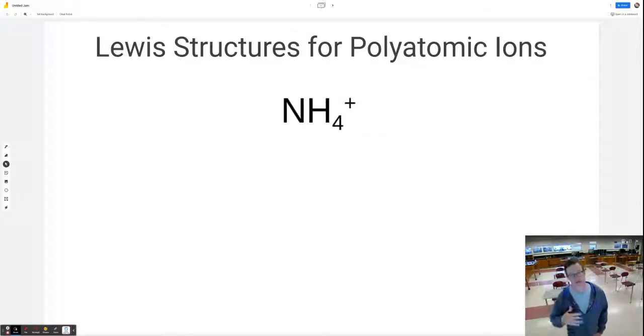Remember, polyatomic ions from the last unit are groups of atoms that together overall create a charged particle. So the group of atoms as a whole has a charge and acts like an ion, like a sodium ion or a chloride ion, but it's a group of atoms that does that. We can draw Lewis structures for these because they are atoms that are bonded together like a molecule. It's just that the number of electrons is different from what it normally is. And so you end up with a group of atoms that has a charge.